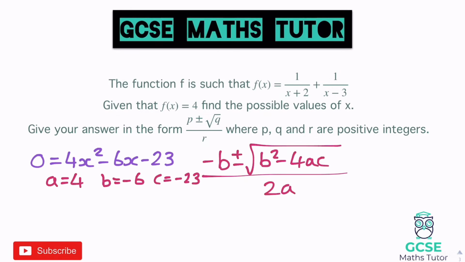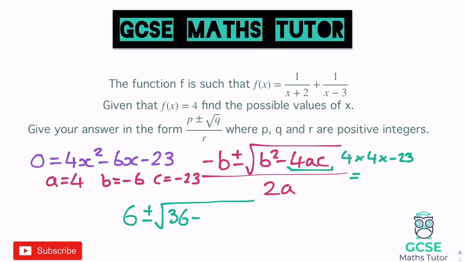So minus b at the start, well b is negative 6, that becomes positive 6, plus and minus the square root of b squared, so negative 6 squared is 36, minus 4ac, so 4 times negative 23. Let's work that out to the side, this 4ac part. So 4 times 4 times negative 23. There we go. So 4 times 4 is 16. So we have 16 times negative 23, and that comes out as negative 368.